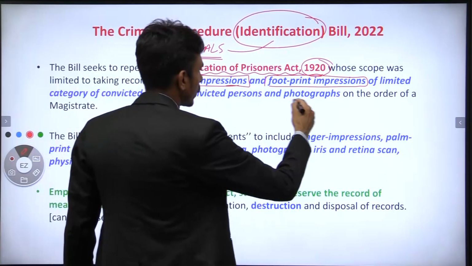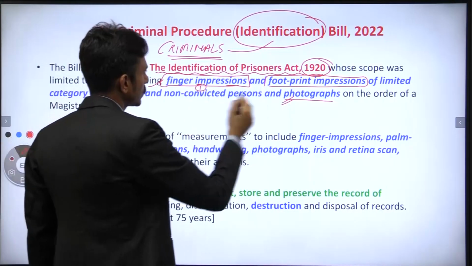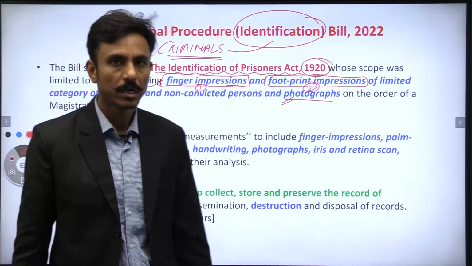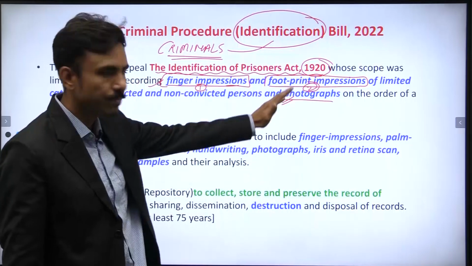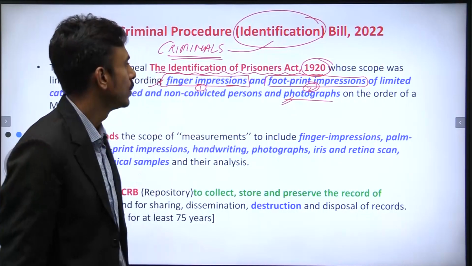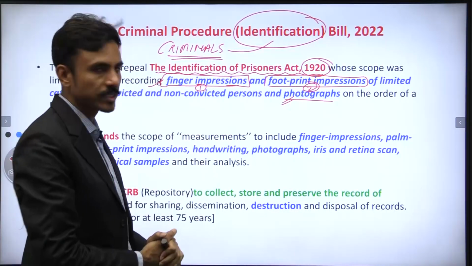And it included them of a limited category of convicted and non-convicted persons, right? And even the photographs on the order of a magistrate, right? So only finger impressions and footprint impressions were collected of the accused, plus, if the magistrate ordered, the photographs were also being recorded, right? So in this sense, there was a very narrow scope of the measurement, right?